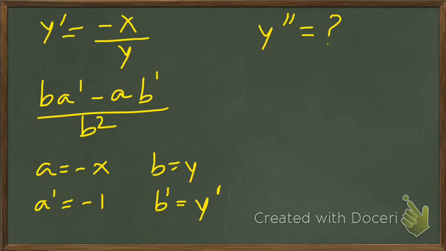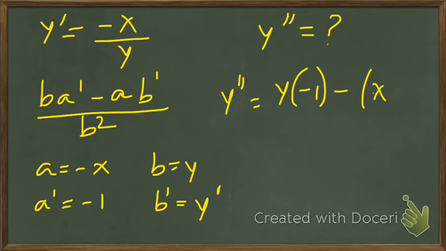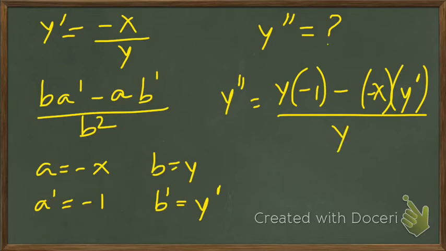Now if we plug in that second derivative, it's going to be b, so y, times the derivative of a, or negative x, which is negative 1. Take away from your formula. Leave that factor from the numerator as it was, a negative x, times the derivative of the denominator, y prime, or dy/dx, all over that denominator squared.